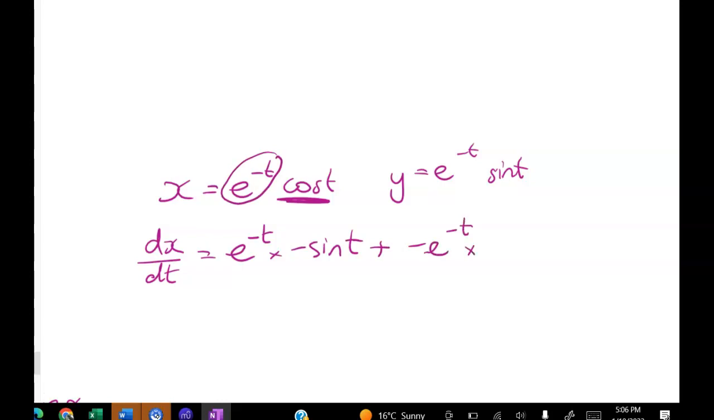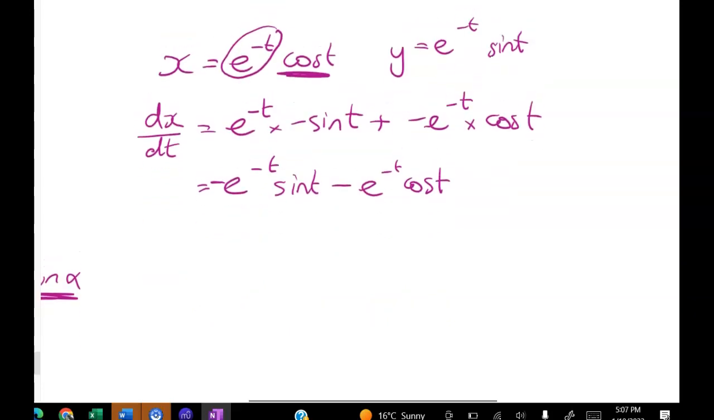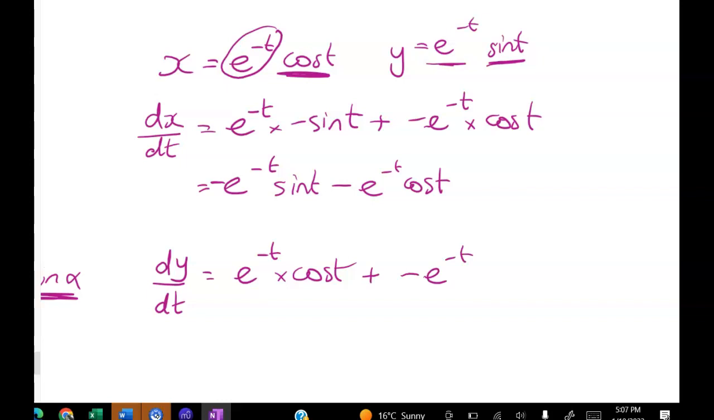plus the other way around, the derivative of this, negative e to the negative t times cos of t. I'm just going to leave it like this. So negative e to the negative t sine t minus e to the negative t cos of t. You can see that we can factorize that, but let's just do the dy by dt first before we decide what to do. The same thing with differentiating y with respect to t. We get e to the negative t times cos of t, using the product rule, plus negative e to the negative t sine of t.